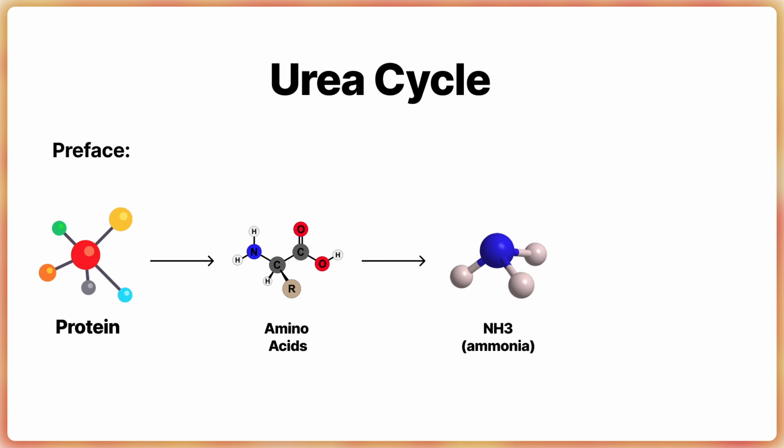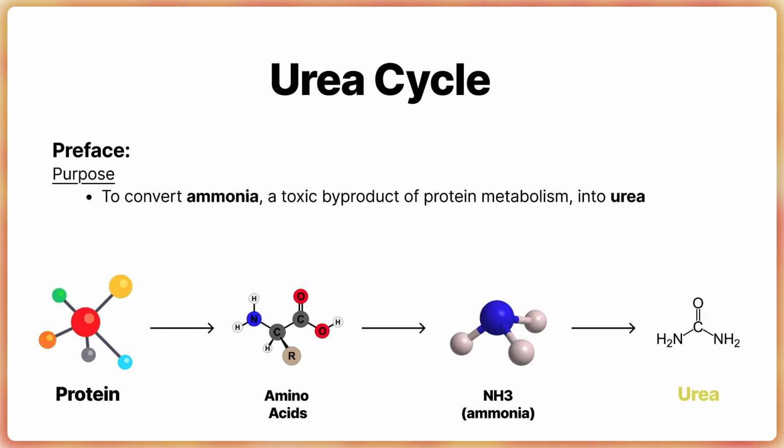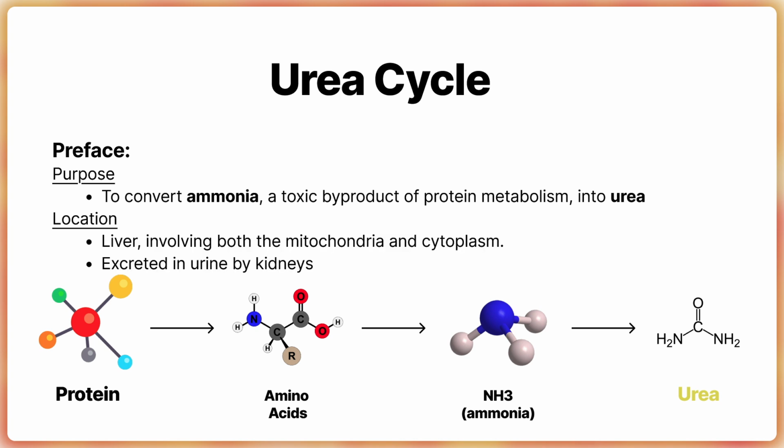The body's way of preventing this buildup is through the detoxification of ammonia in the form of urea, through the urea cycle. Urea is synthesized in the hepatocytes of the liver, involving the mitochondria and the cytoplasm, after which it is excreted in the urine by the kidneys. Now, let's suppose that there's a problem in the urea cycle, which is preventing the formation of urea. Because of this problem, ammonia can no longer be detoxified through the urea cycle, and instead, it will build up in the blood to toxic levels, leading to a condition known as hyperammonemia.